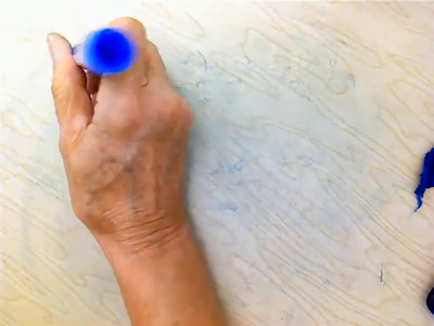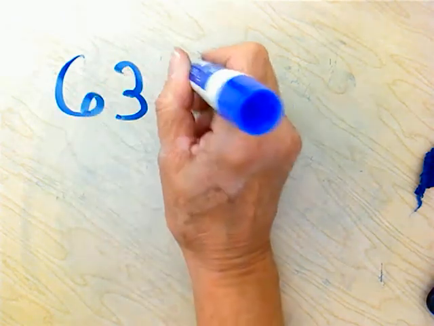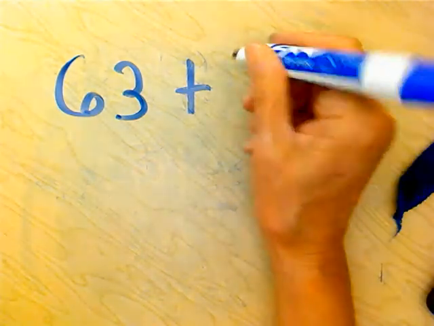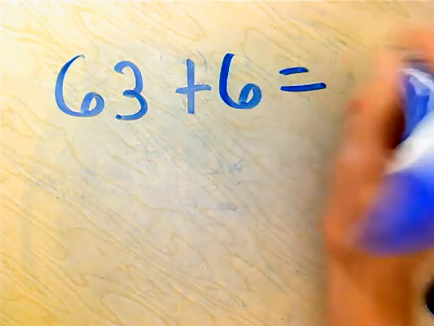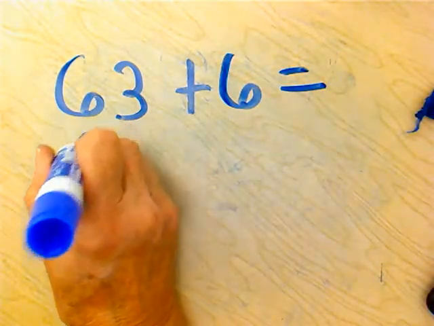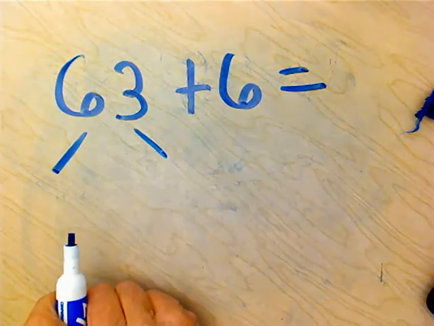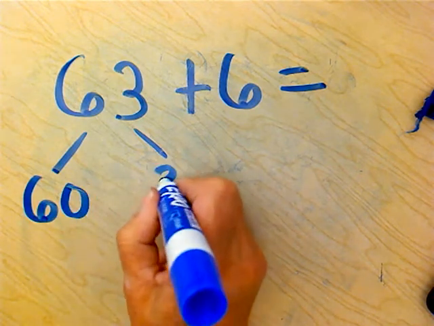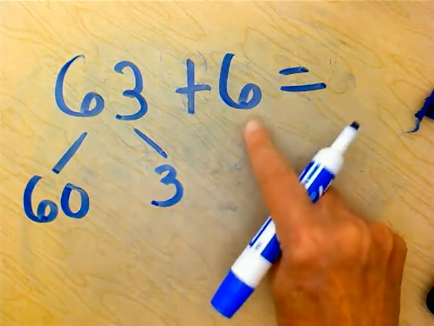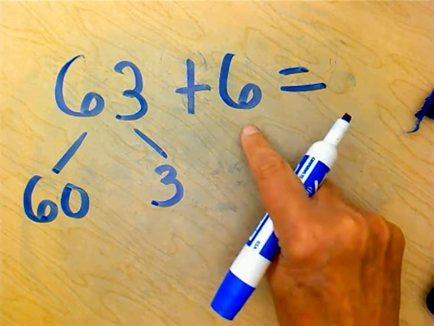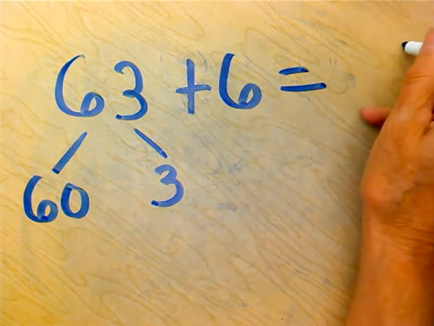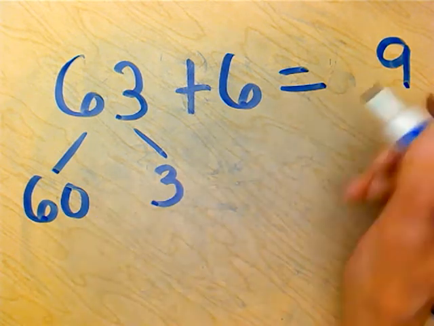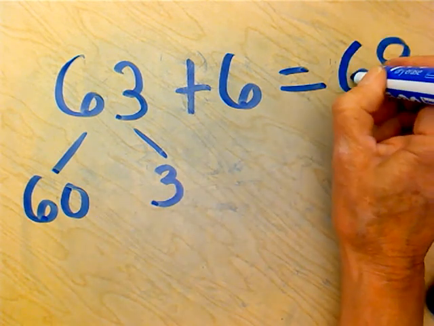Let's try another one like that. Let's do 63 plus 6 equals. I am going to have you break apart your two-digit number into 60 and 3 ones. I'm going to add my ones. 3 plus 6 is 9. Plus, how many tens do I still have? I have 6 tens.